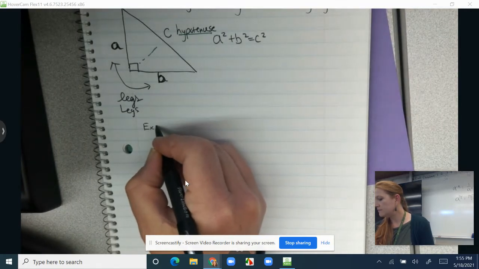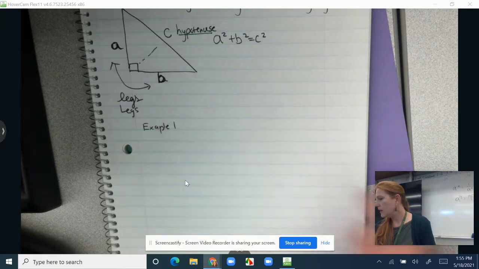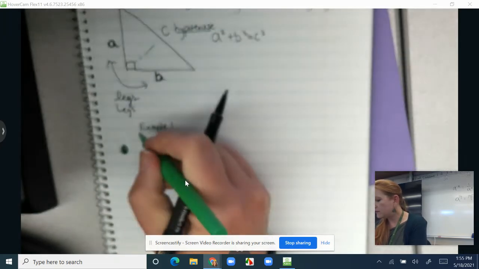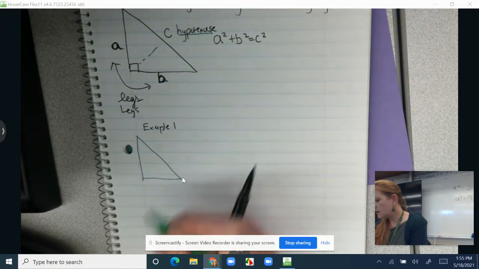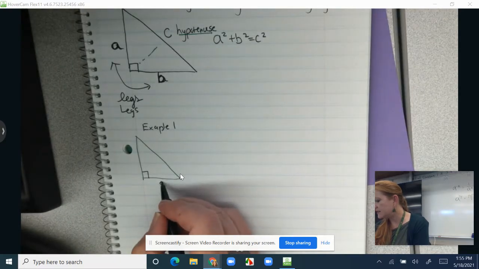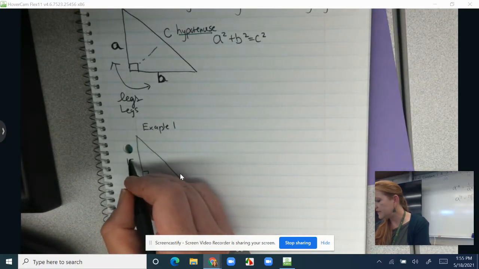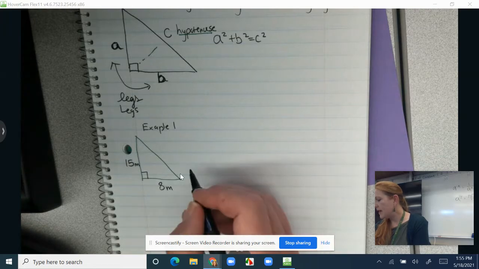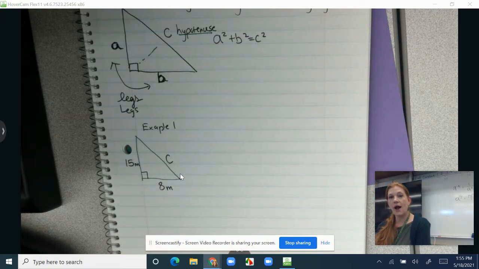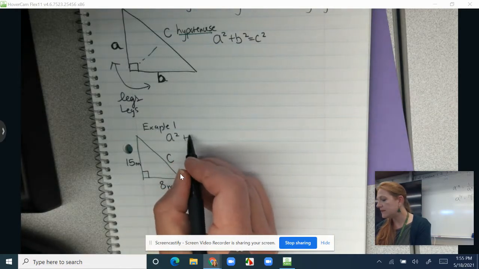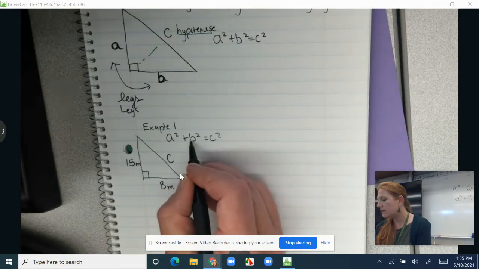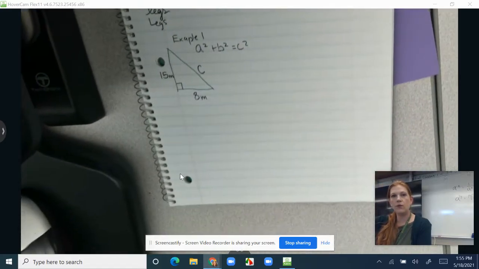One of them is example 1. And here we have a triangle, and it's a right one. Let's see, we'll make this a right angle right here, and I'm going to make this 8 meters, and this 15 meters. And then we're trying to find our third side, or our hypotenuse side. So for this, guess what we're going to use? A squared plus B squared equals C squared. Told you. You're going to hear that a whole bunch.